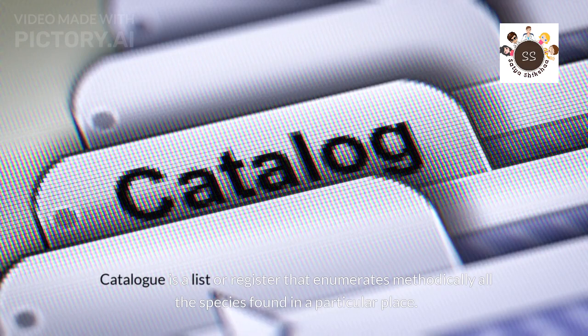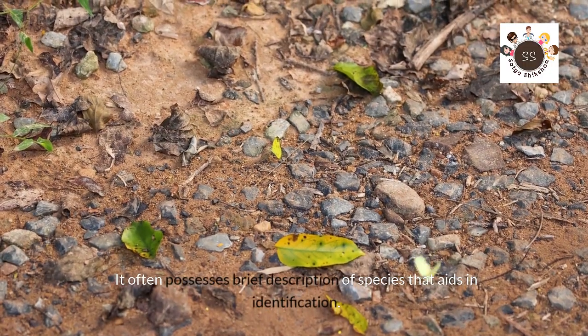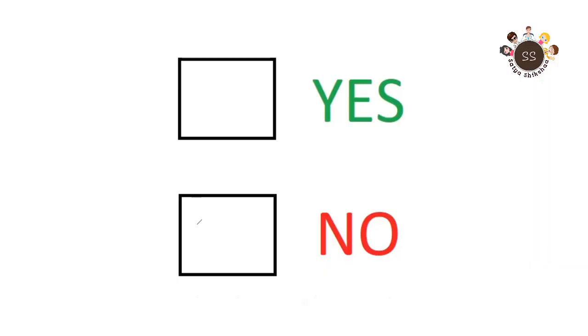Catalog is a list or register that enumerates methodically all the species found in a particular place. It often possesses brief description of species that aids in identification. Therefore, option D is correct.